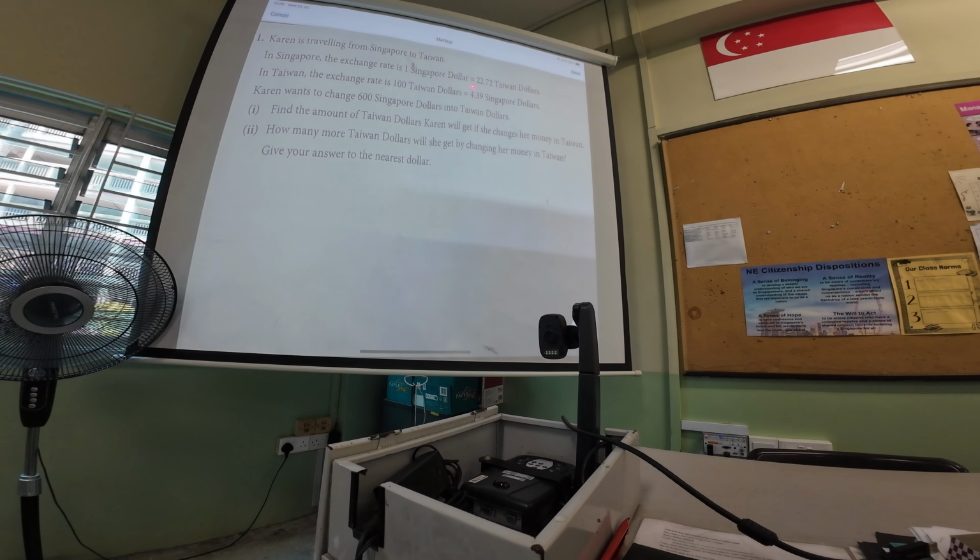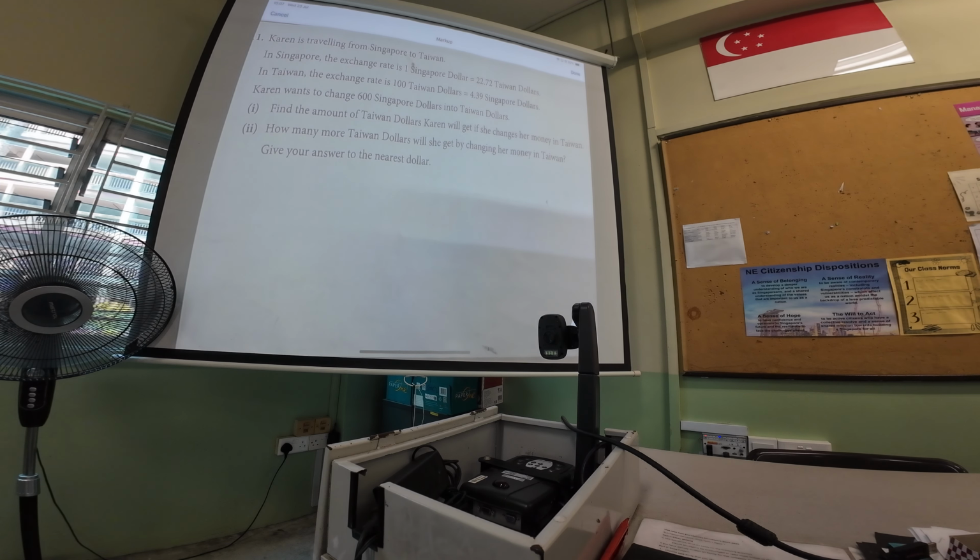See, they wrote it already. So this exchange rate is Singapore. This exchange rate is Taiwan. In Taiwan. So if she changes in Taiwan, you must use this second line. This one. So they want you to do a bit more work. It is not once SGD, just multiply 22.72 by 600. Now the SGD is 4.39. So you have to do a bit of conversion. 1 Singapore dollar changes how much? Then 600 Singapore dollars changes how much?